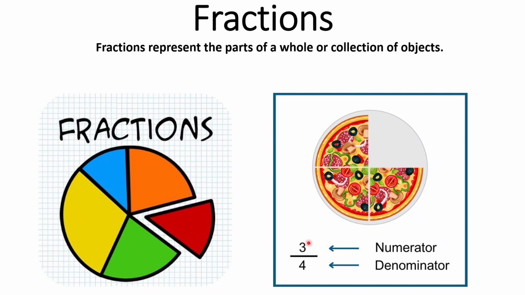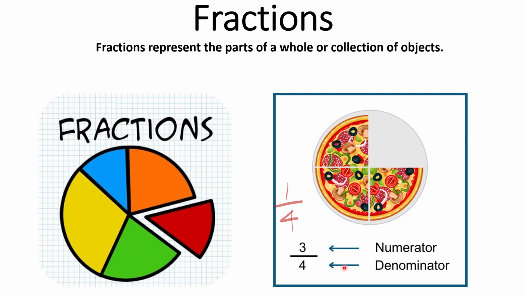Or else you can also show it this way. Out of these 4 equal parts, one part is missing, so one part is taken out. So you can write it this way also: 1 divided by 4. That is, one part is taken out of 4 equal parts. So in this way also you can represent a fraction. This is also correct.